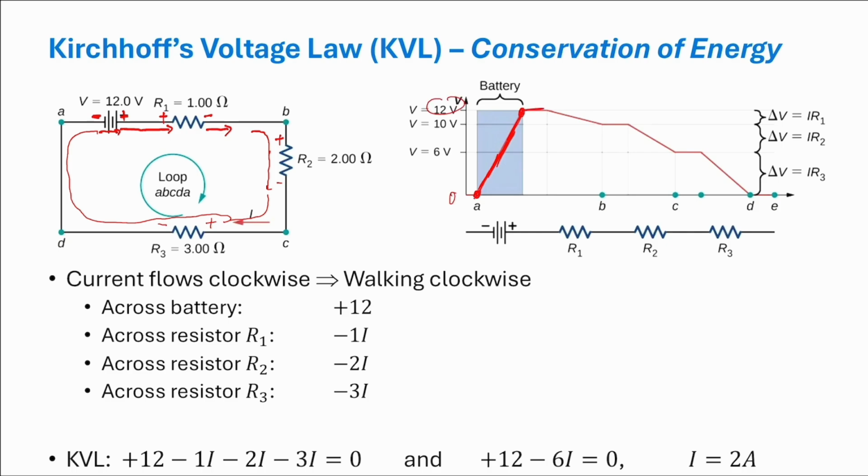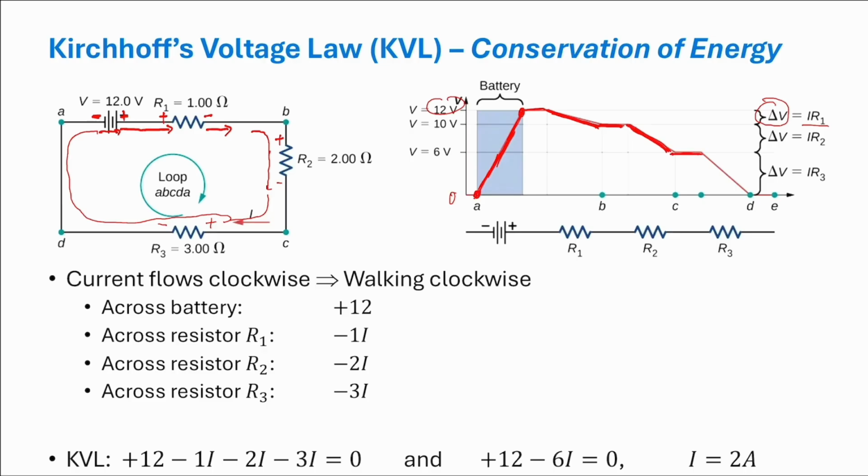Okay, so when it passes through R1, it loses its energy. This is how much energy it loses: delta V across R1, IR1. And during the conducting path, we assume there's no energy loss. And then there is an energy loss across R2.